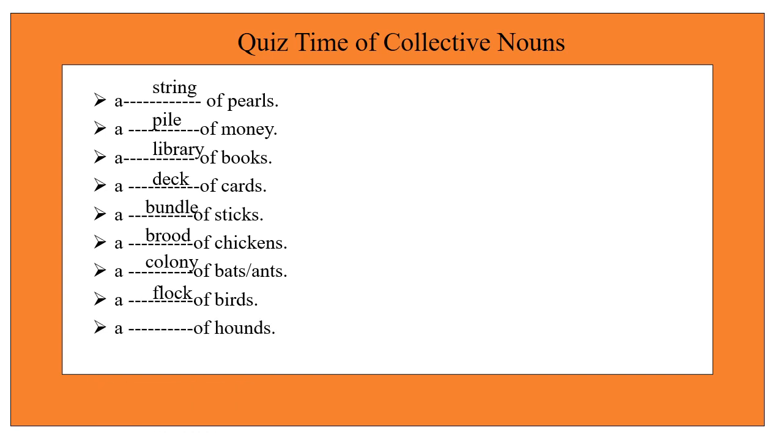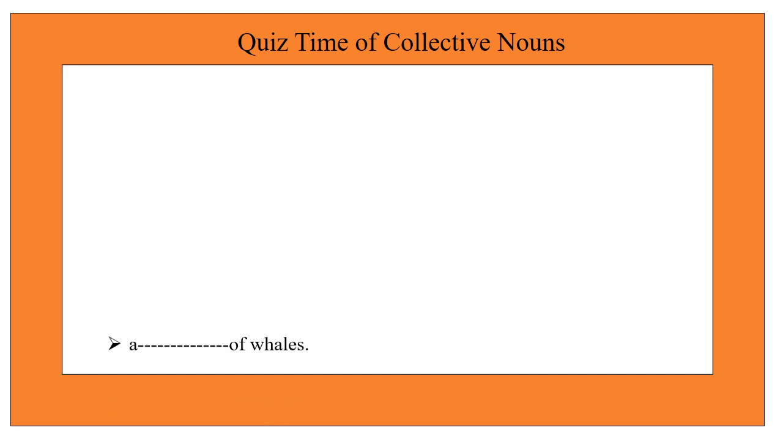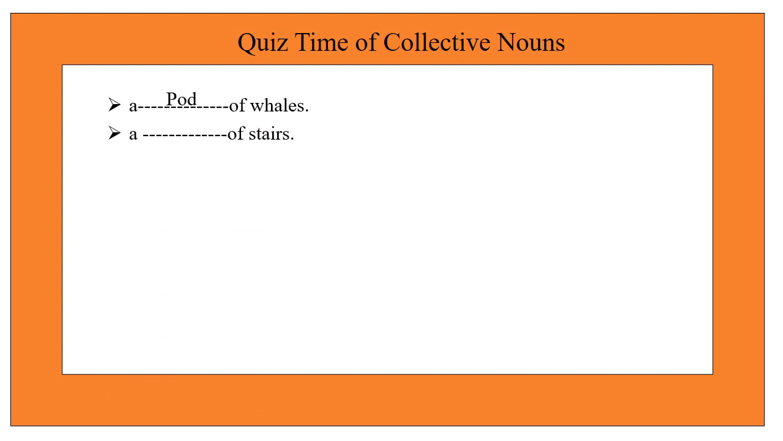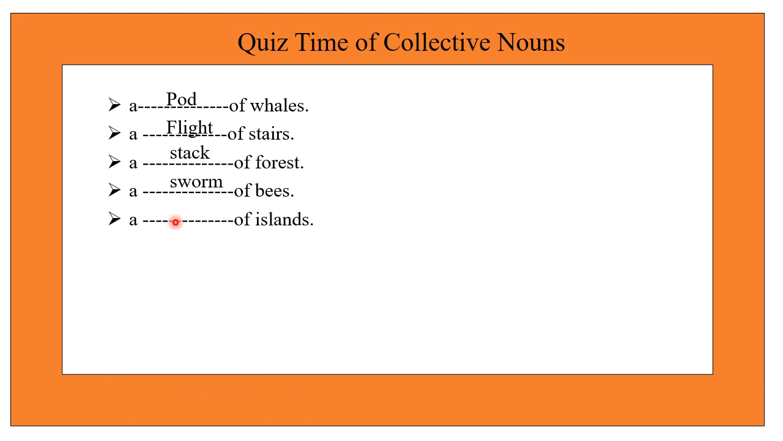Next example. A dash of hounds. It is known as a pack of hounds. Next one. A dash of whales. A pod of whales. A dash of stairs. A flight of stairs. Next example. A dash of forest. A stack of forest. Next example. A dash of bees. A swarm of bees. A dash of islands.